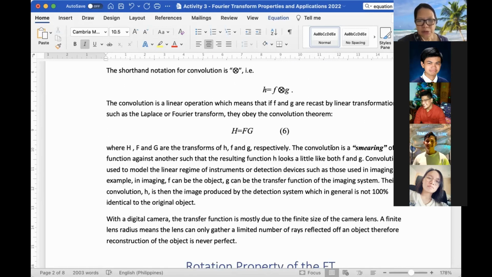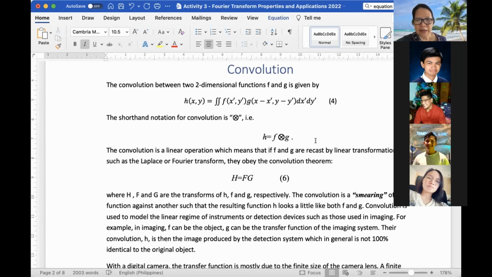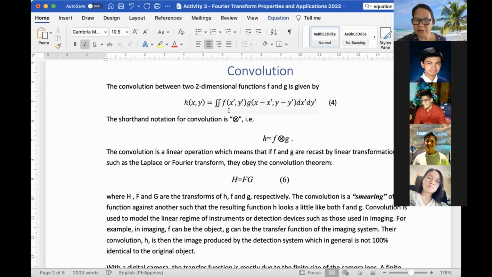Okay. The convolution is a smearing of one function against another such that the resulting function h looks a little like both f and g. Remember, convolution, keyword is convolute. Convolute, pag hinanap niyo sa dictionary yan, it means distort. Okay? So that's why the convolution is a parang distortion function. F becomes distorted by G. Okay? And ang result is medyo kamukha ng F, kamukha rin ng G. Yung resulting signal would come out looking a little bit like F and a little bit like G.